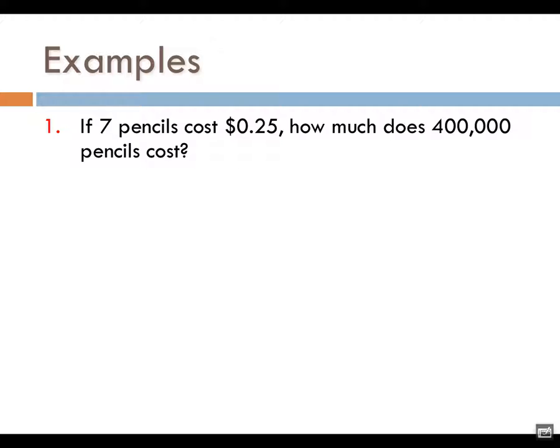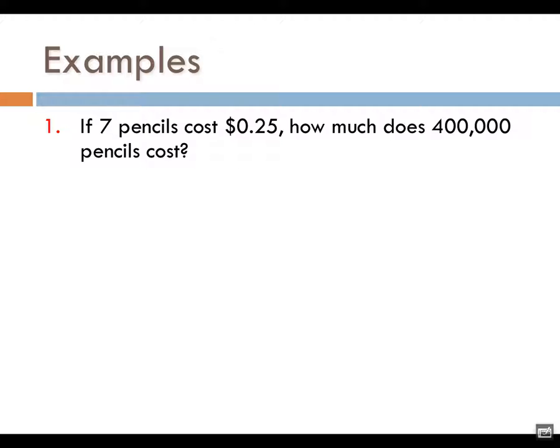Is that answer reasonable? Not quite. What'd you get? A big number. You're supposed to get a big number, but how much do you think 400,000 pencils is going to cost? Not $11 million. Yeah, I made a mistake. I'm upside down. Don't change anything, because we're going to use you as a guinea pig.